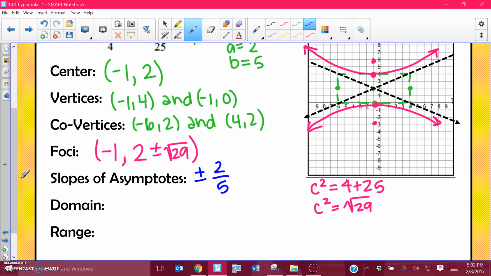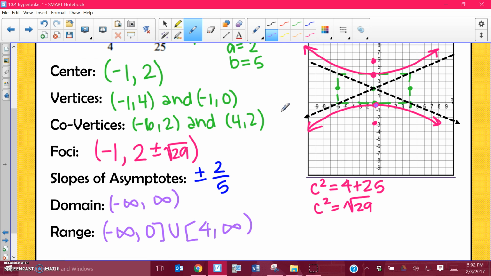And then my domain and range. This one, the domain is going to be all real numbers. It's the range that changes. So again, it's going very negative up until this vertex. The y value of that vertex is 0. Then it's going to stop, and then it's going to start again at 4, and then move on to infinity.